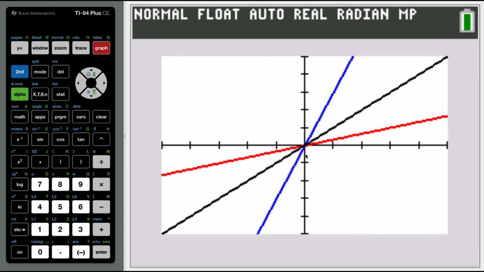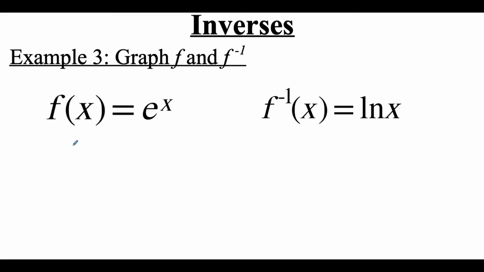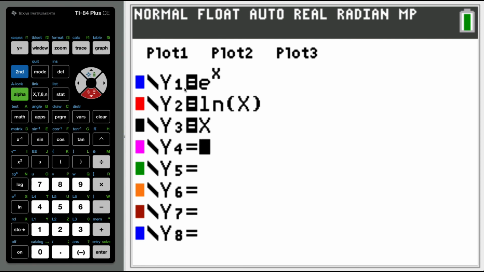Last example that we're going to look at, we've got the function f of x equals e to the x. Well, the inverse of e to the x is the natural log of x. So that's our inverse function. And again, we're going to look at these graphically. So in my calculator for y1, I've got e to the x. For y2, I've got the natural log of x. And then y3, again, I've just got that y equals x.